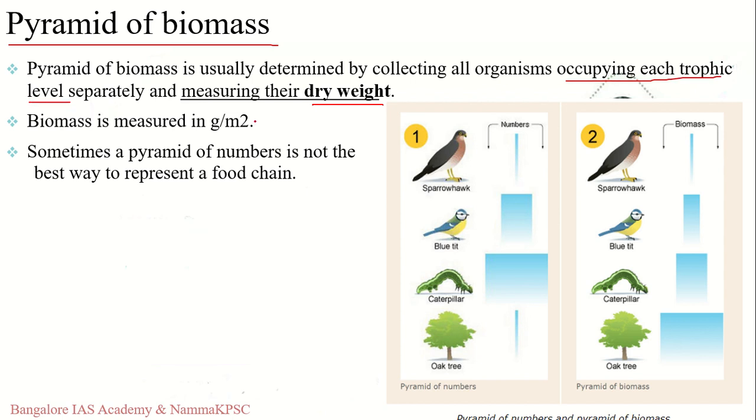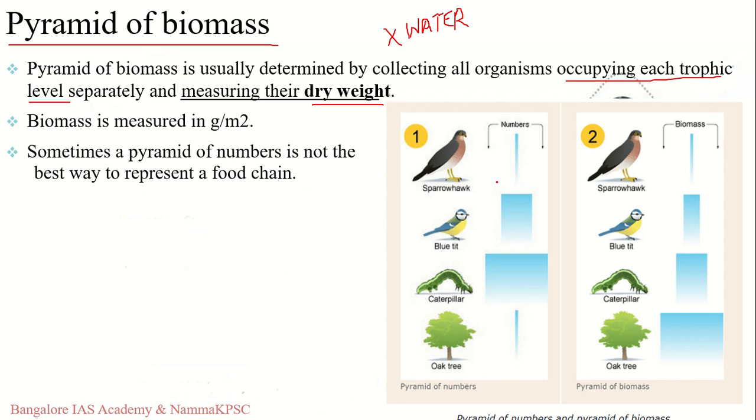So now you might have a doubt, what is dry weight? Dry weight is that weight of biomass by excluding the weight of water in the body. So if you take any organism, for example, if you take a cow, you'll have to only consider the weight of the biomass excluding the water weight in that particular cow or that particular organism. So a pyramid of biomass is usually determined by collecting all organisms occupying each trophic level separately and measuring their dry weight. This overcomes the size difference problem or the number problem because you are only considering the biomass.